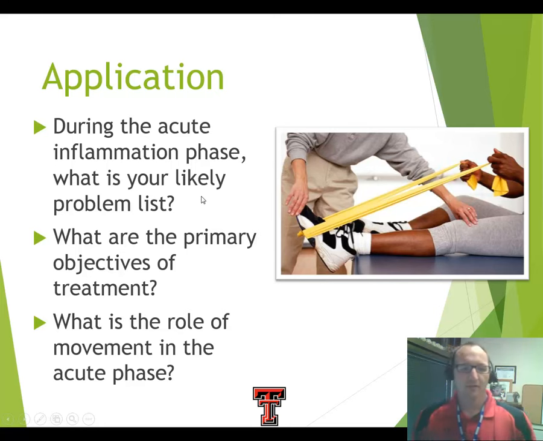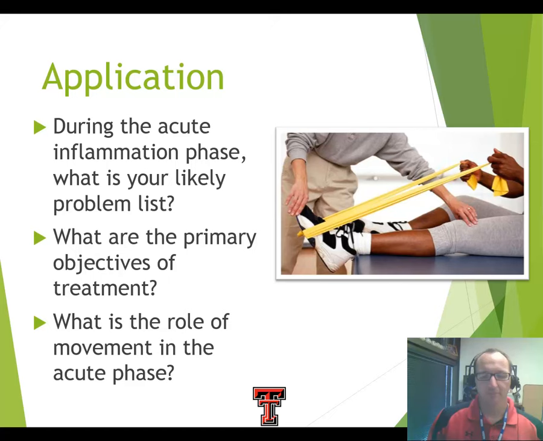Okay, so during that acute inflammation phase, what would your likely problem list be? Okay, we know we've got edema, we've got a loss of range of motion. Just said we've got a lack of strength due to the likely inhibition of those muscles. So our primary objectives of treatment are going to be reduce edema, increase strength, increase range of motion.